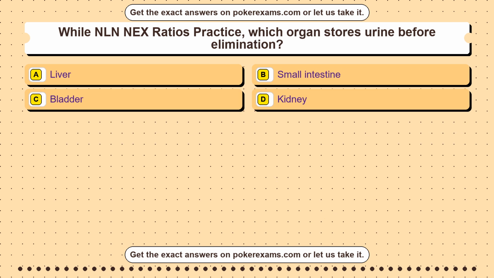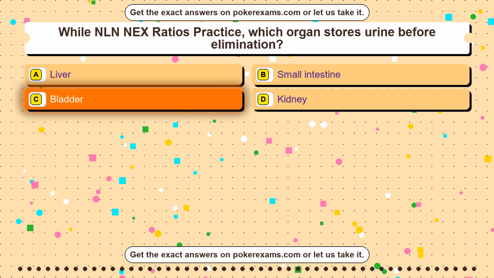Question 47. While GED Prep 2026, which formula finds the area of a rectangle? Option A base times height divided by 2. Option B pi r superscript 2. Option C length times width. Option D 2 times length plus width. The correct answer is option C.